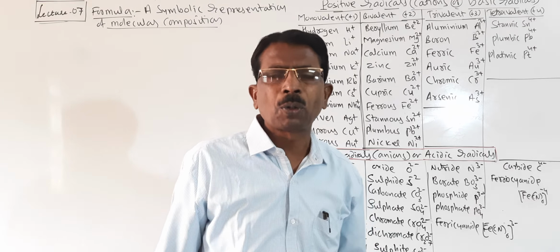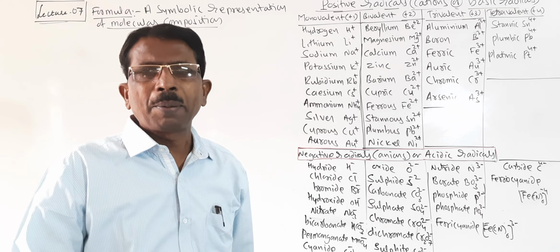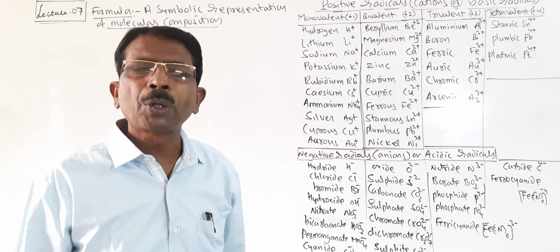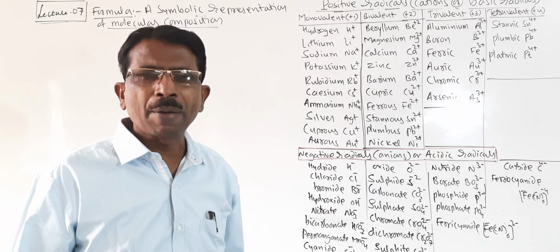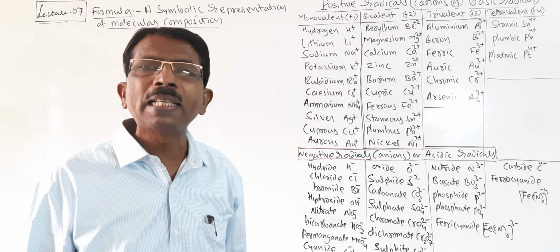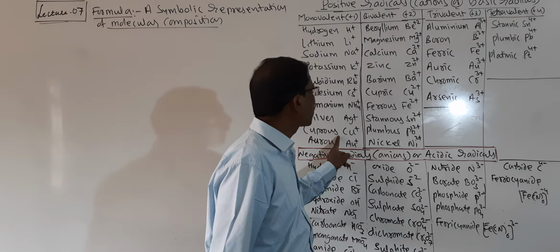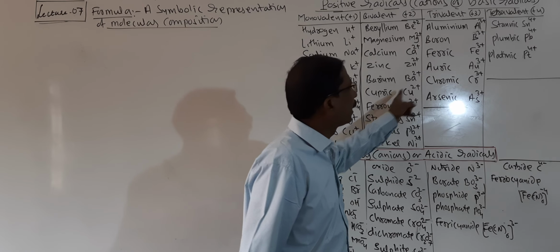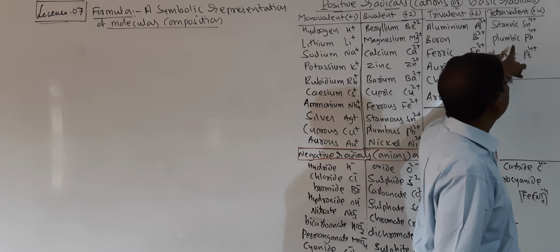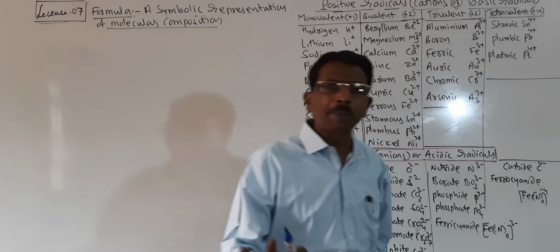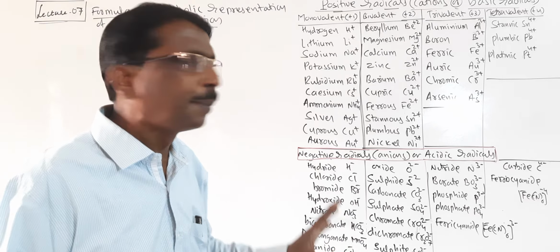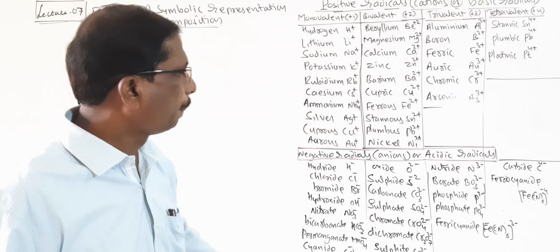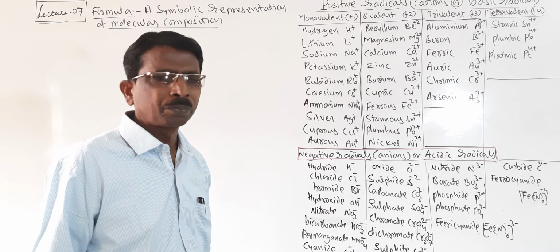In the last period I told that the radicals which have lower valencies are represented by OUS, and the radicals which have higher valencies are represented by IC. So here it is OUS, and here it is cupric, IC. And these are positive tetravalent: stannic, plumbic, and platinic. There are so many examples, but I have written limited examples to show how to write the formula, because of small space.